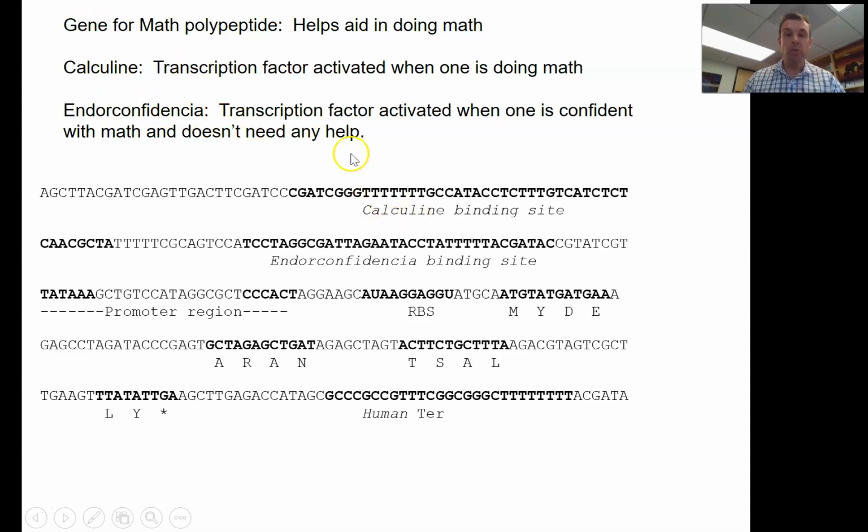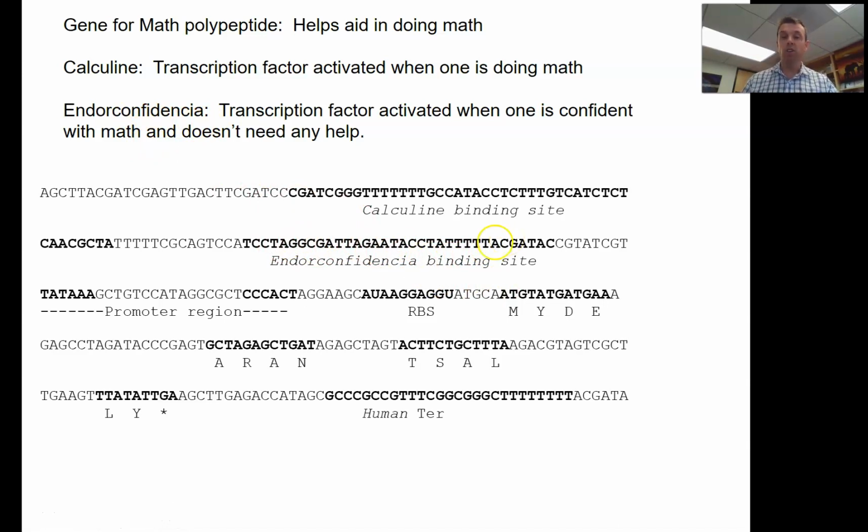Calculin is a transcription factor that binds when you are doing math. So this would be the enhancer that's turning on this gene when you're doing math, because you don't want the gene on if you're not doing math. But maybe you're really good at math and you don't really need that gene's help, in which case you might as well save the cell's energy as well. So Endor Confidencia, right? Calculin, you're doing math, you need help. Endor Confidencia is a transcription factor that gets activated when you're already confident. This would be the silencer. So if you're already confident, you're going to silence this gene because you don't need to make that math protein either.